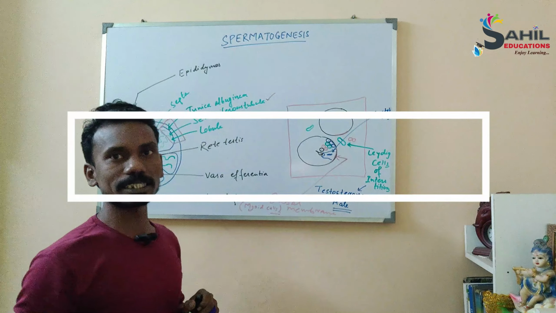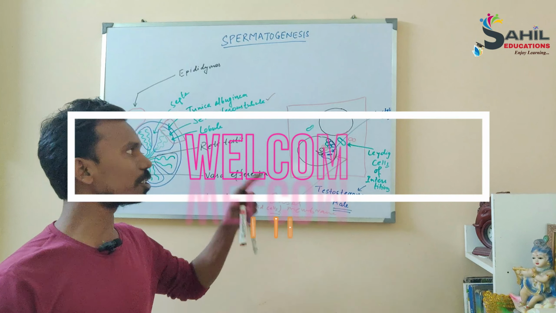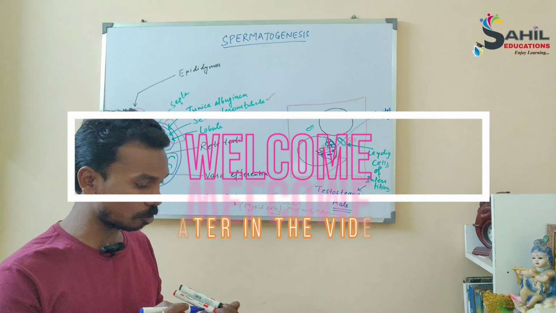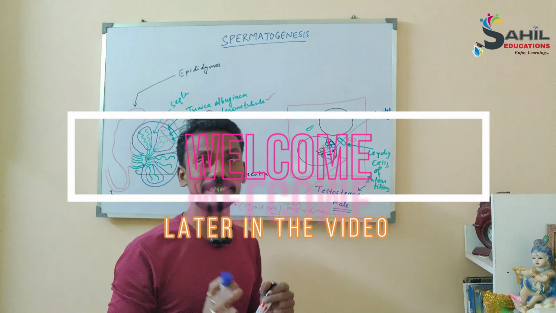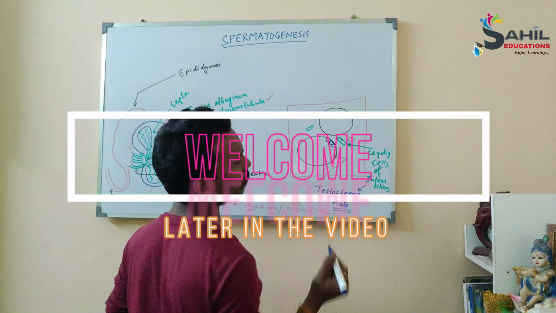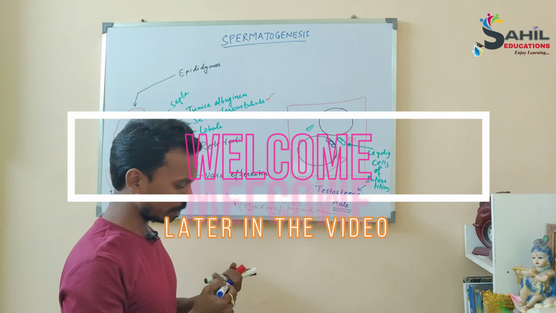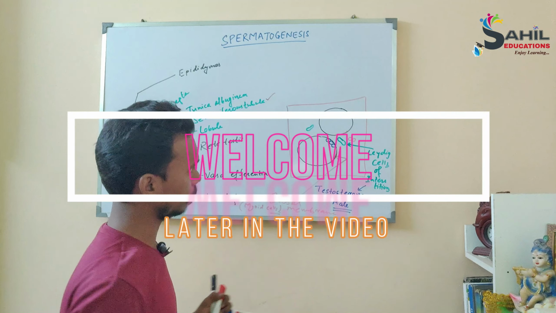These Sertoli cells are also present inside the seminiferous tubules, and these Sertoli cells are actually going to play a crucial role in the maturation of this round spermatid into spermatozoa. These spermatogonium are present here. After this spermatogonium, you will find some another kind of cell.